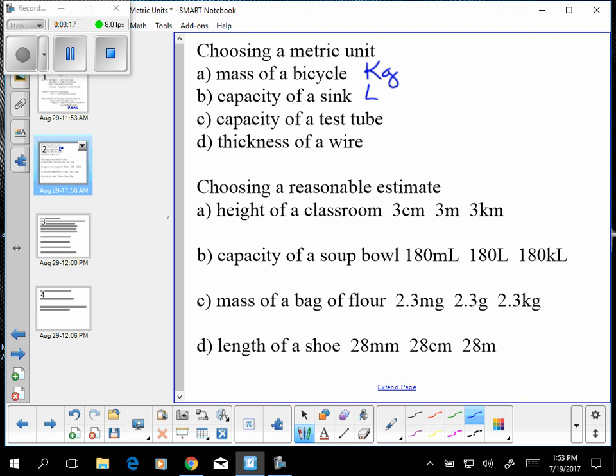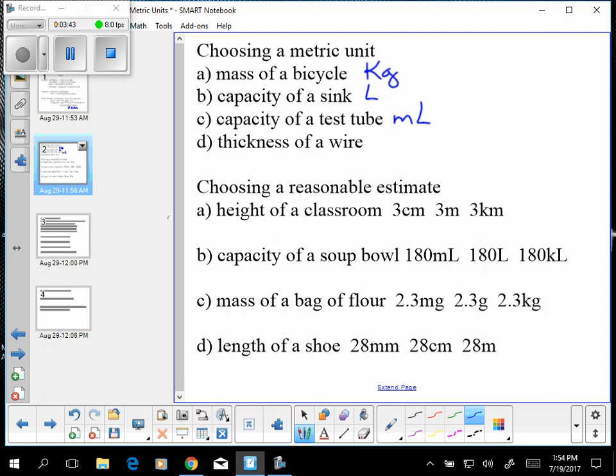The capacity of a test tube. All right, we've worked with test tubes in science. Think about it. Are you going to measure it according to a liter, like a quart, 2 pop bottles, or half of one of those big 2-liter bottles? Or are you going to measure capacity of the test tube closer to eyedroppers? Probably with the eyedroppers, and we would go with milliliters.